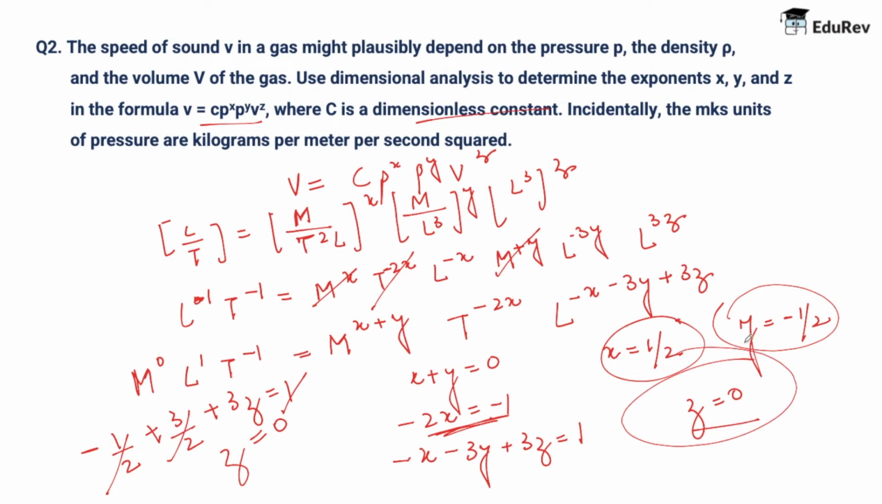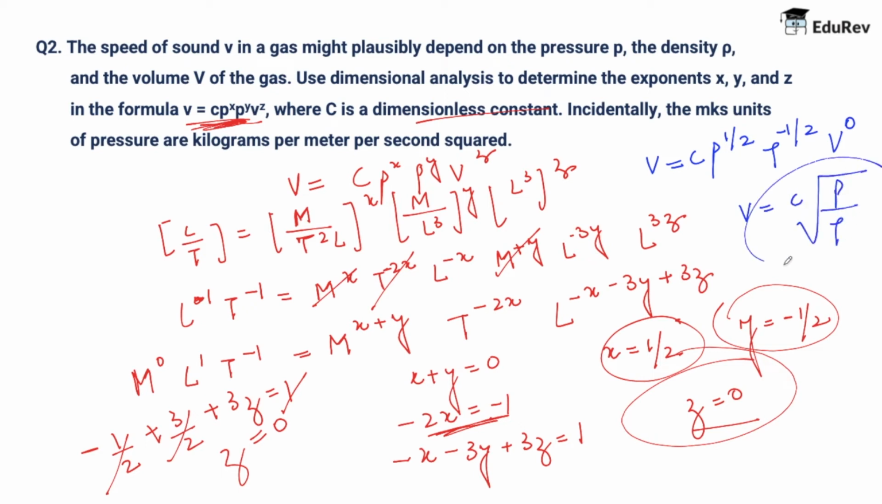Therefore, I would say that the value of x is half, the value of y is negative of half, and the value of z is 0. Now I need to substitute these three into the formula that was given to us. When I substitute into the formula, it will be v equals c, p to the power x is half, rho to the power y is negative half, and v to the power z, that is 0. So v will be equal to c under root of p by rho. And this is the formula which we will get at the end. I hope you people understood this formula.